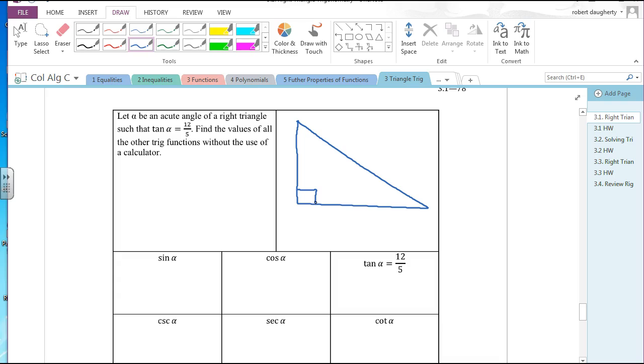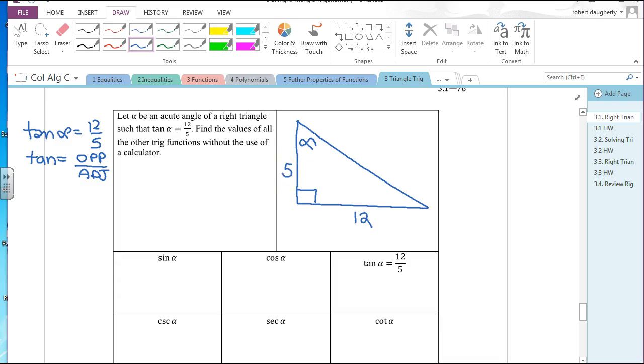Which one of these do you want to be angle alpha? You can label the top one or the side one. It does not matter. So that's angle alpha. What do I know about angle alpha? The tangent is what? Yeah, so the tangent of alpha is 12/5. What's the definition of tangent? Opposite over adjacent. So if I look at angle alpha, how long is the opposite side? Yeah, the opposite is 12, and the adjacent is 5.